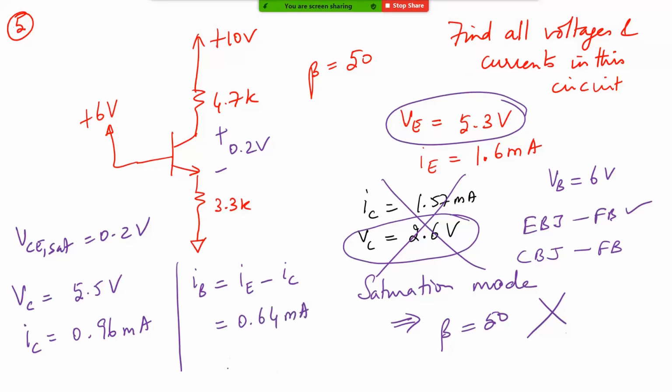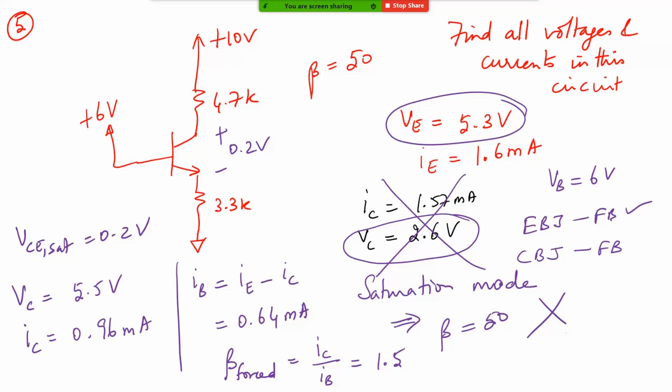Now can you calculate what is the beta forced here? IC by IB? 1.5. Okay, so this is how it happens.